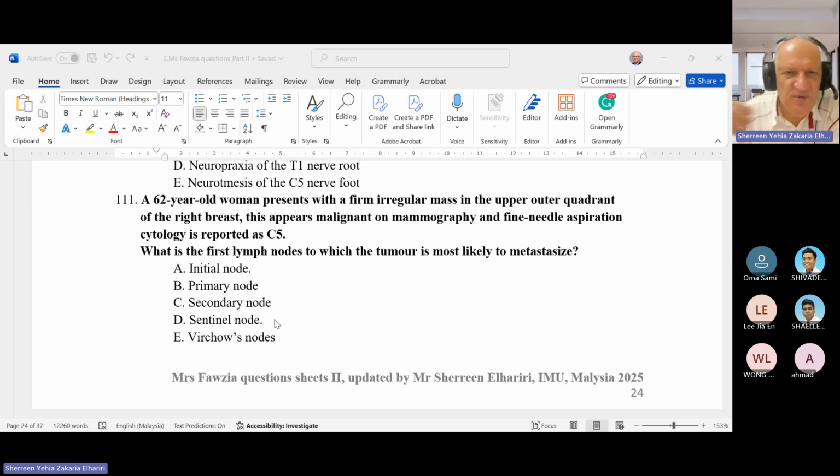Usually we identify the sentinel lymph node either by putting methylene blue or dye in the breast and seeing which is the first lymph node to take up the dye, which is the old method. Nowadays we inject radioactive material and use a special probe, so it can tell you which lymph node is first involved. Okay.